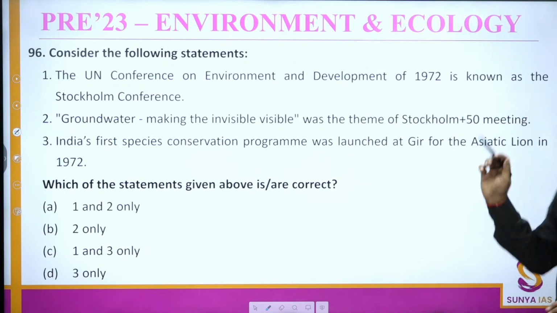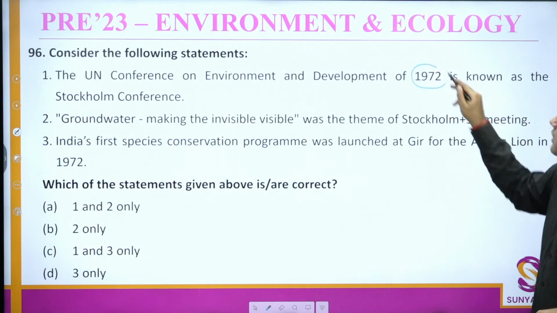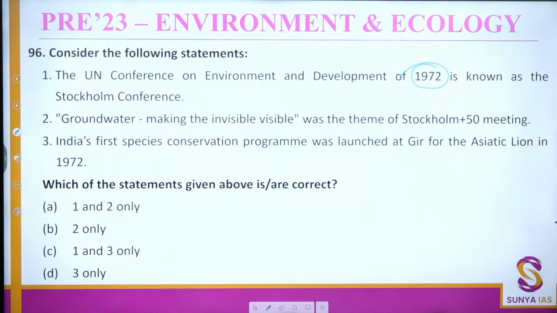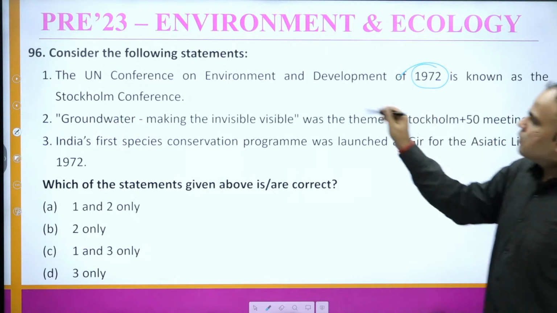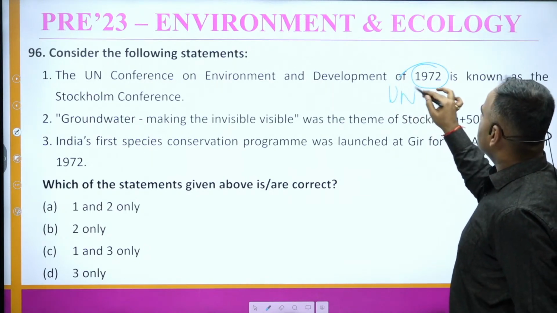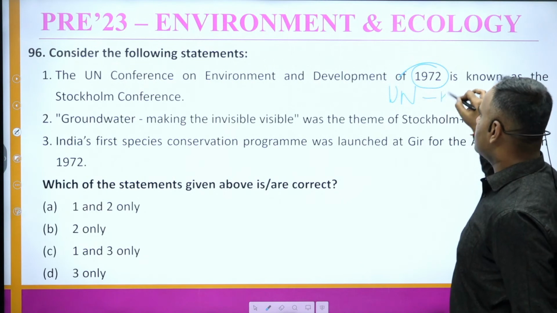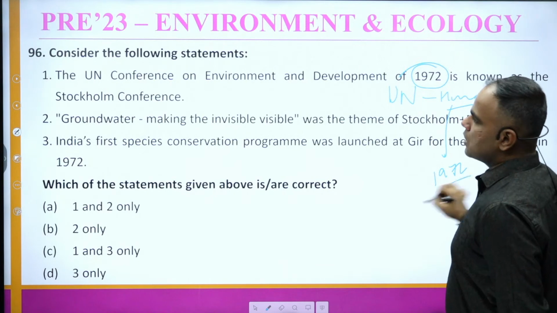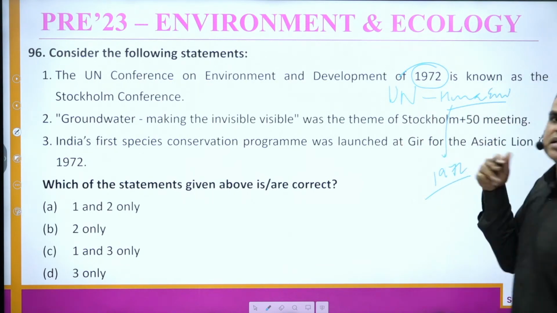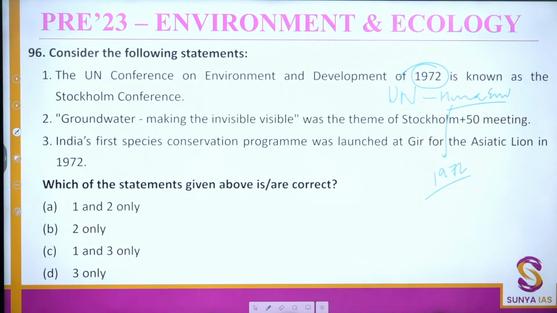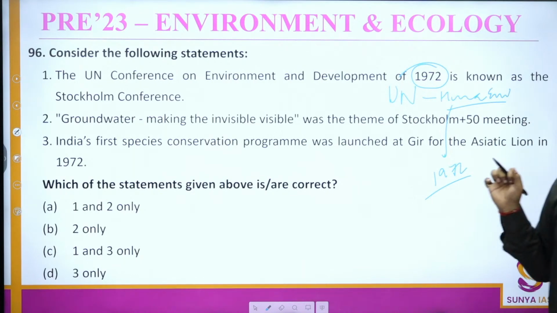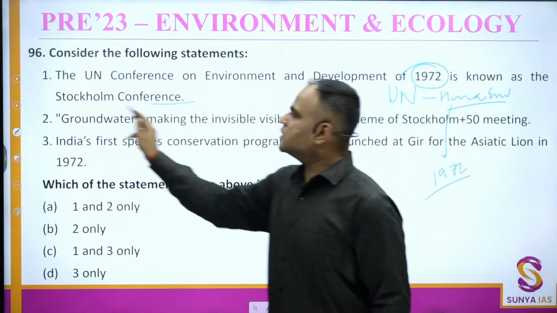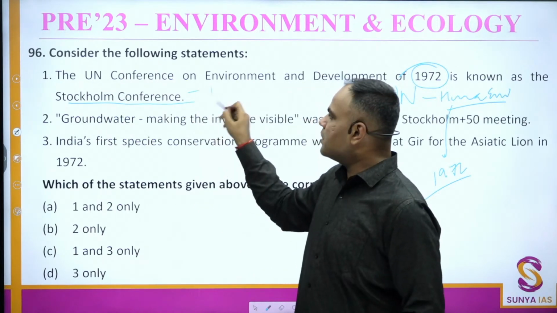So the UN conference in 1972 is known as the Stockholm Conference. There are two things that you need to know. Stockholm Conference is known as the UN Conference on Human Environment. That is in 1972. UN Conference on Environment and Development is different. You need to know the difference between these two because they have different names. So the UN Stockholm Conference is the Conference on Human Environment. This happened in 1972.